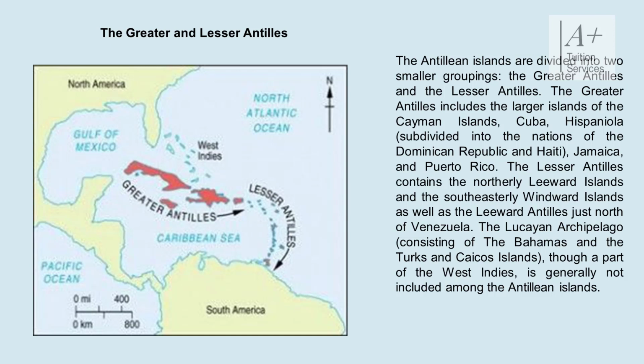The Lucayan Archipelago consists of the Bahamas and the Turks and Caicos Islands, and an archipelago is basically an island chain. The Caribbean as a whole is an archipelago. Okay? Though a part of the West Indies, it is generally not included among the Antillean states. So what it is saying is, the Greater Antilles are the big islands, the Lesser Antilles are the small islands, but the Bahamas and the Turks and Caicos are not considered Antillean islands.